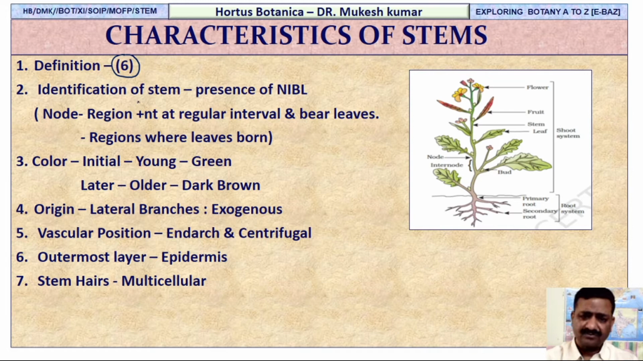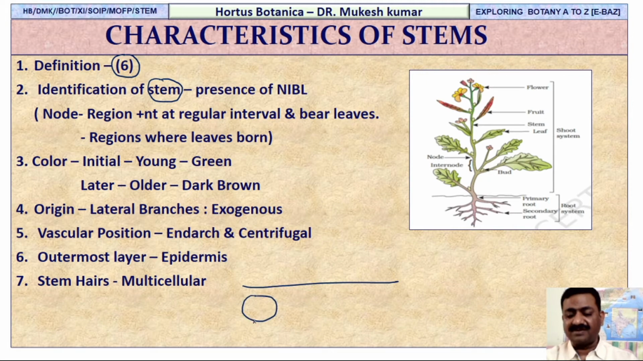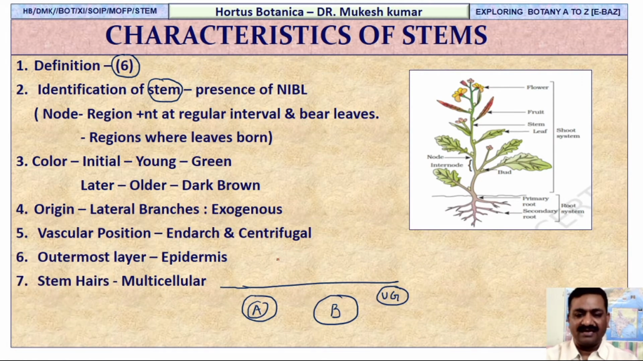Now see, how will you recognize, how will you identify if a root is given to you, taken from an underground structure, and a stem is given to you taken from again an underground structure, isn't it? Then you will get confused whether structure A or structure B which is underground will be either root or a stem.